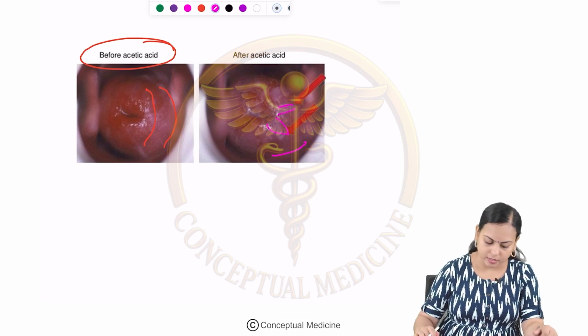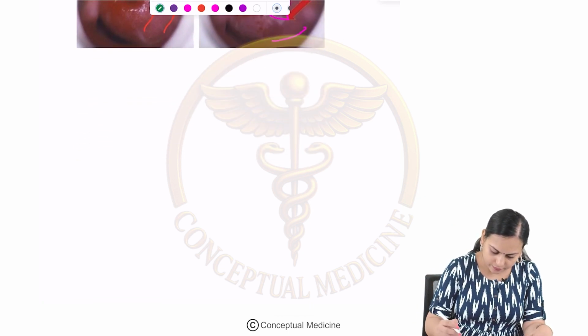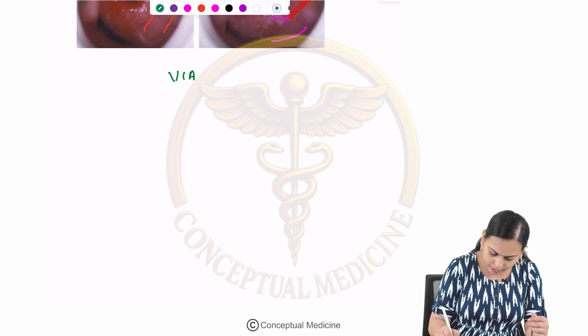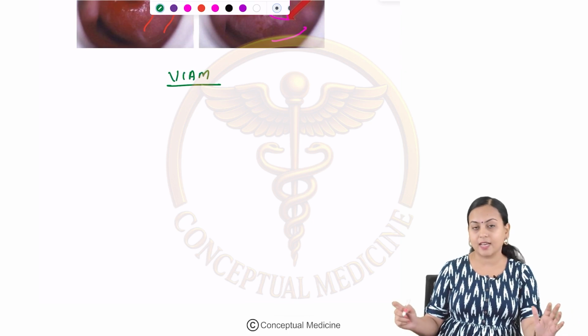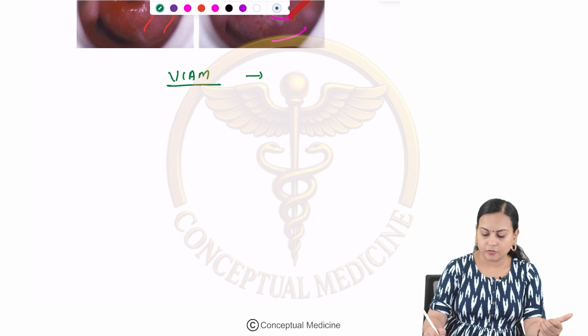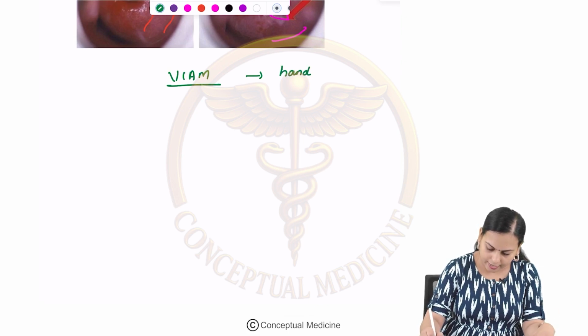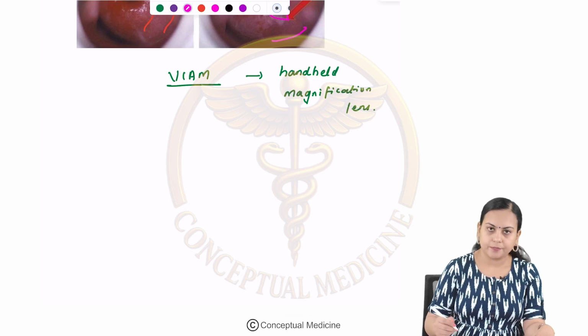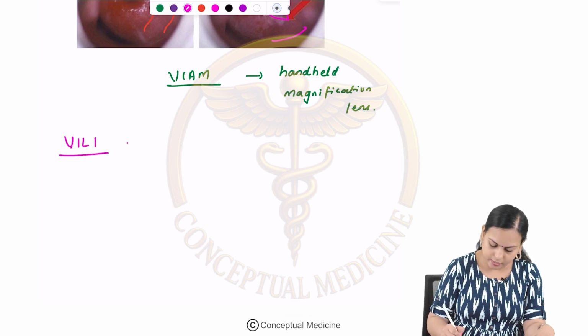Clear? Now, coming to the next one, which is VIAM, visual inspection after acetic acid and magnification. This is nothing but you are going to magnify it. Usually this will be a handheld magnification lens.